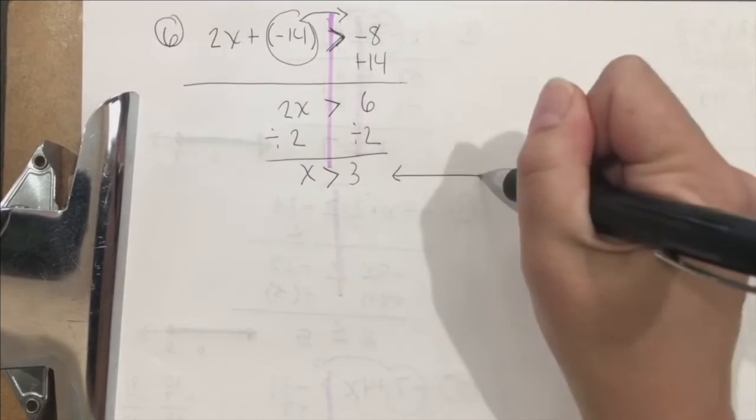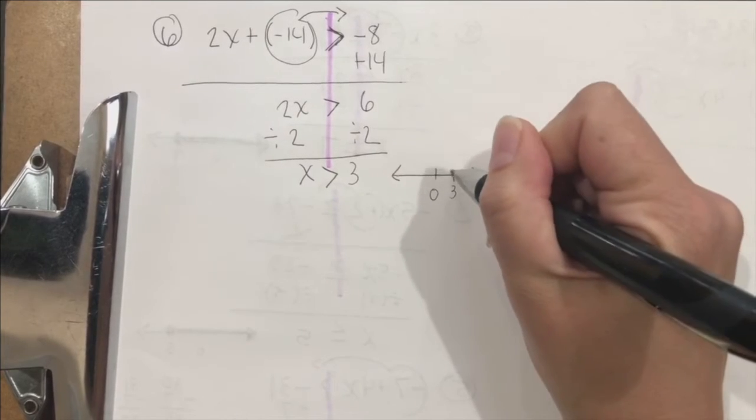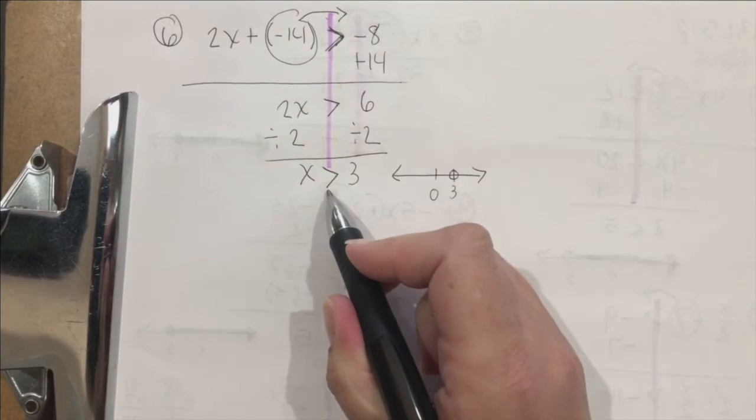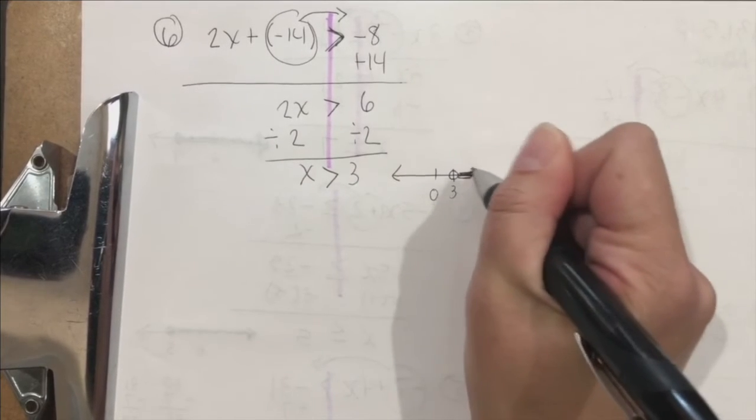Now let's do the number line. 0, 3, open circle. It does not include the 3. And shade greater than. X is greater than 3.